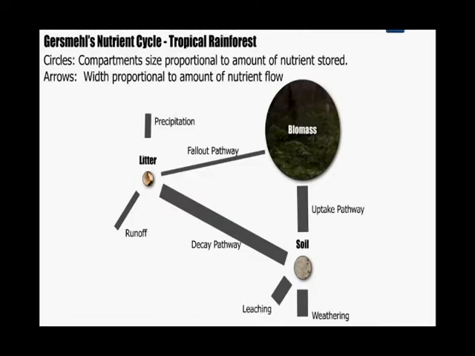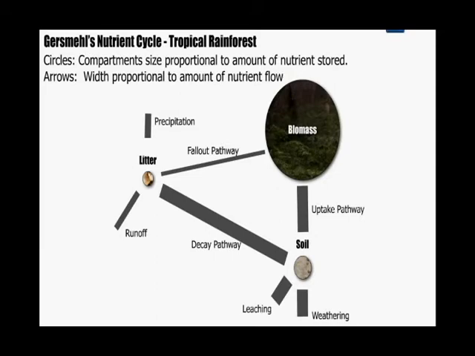This is Gersmehl's nutrient cycle, showing a model of the tropical rainforest. As you can see, the biomass is relatively much larger than the litter and the soil. You can also see that the decay pathway arrow is relatively bigger than the rest of the arrows. You can see that there's a big decay pathway.